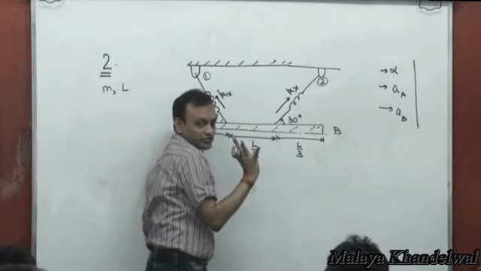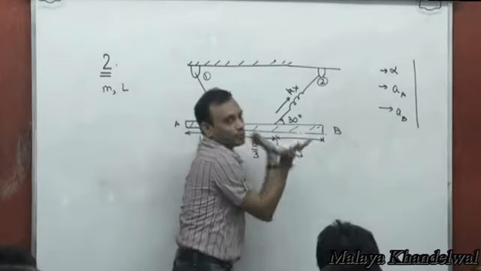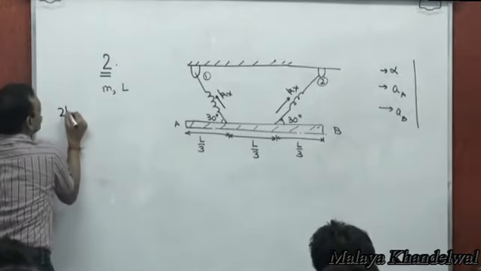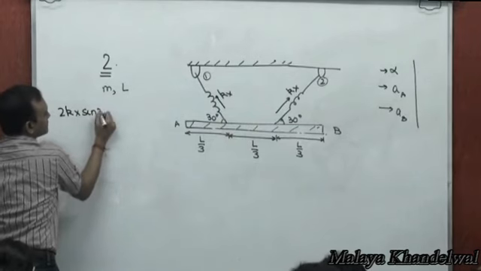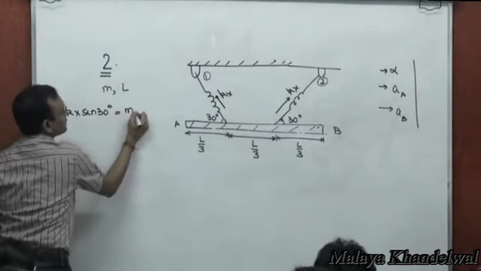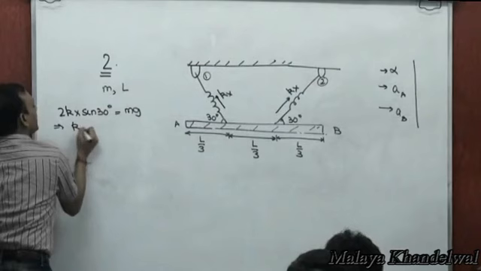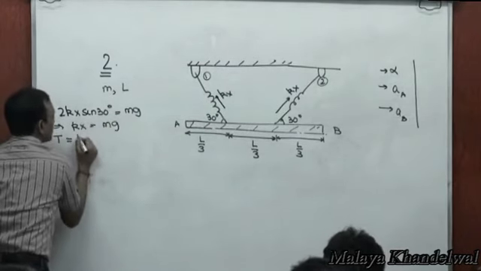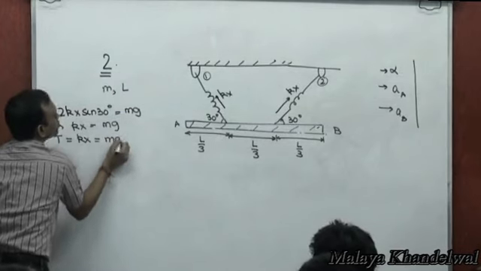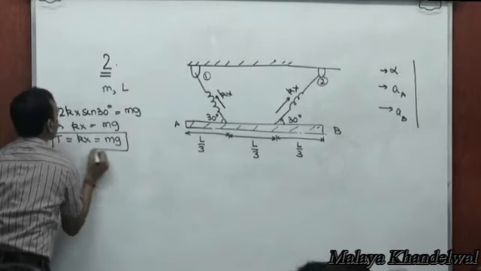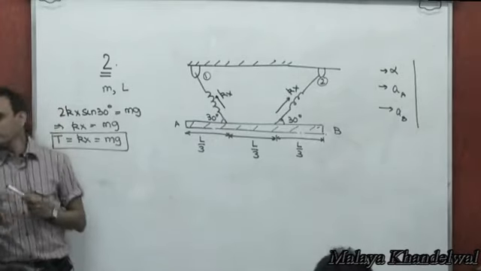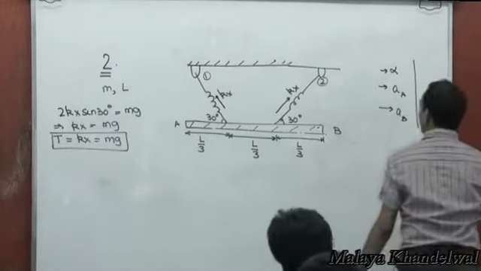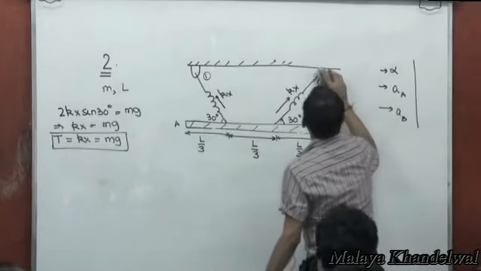The vertical components of kx supported the weight. The horizontal components cancelled off in pairs. So then we have 2kx sine 30 degrees supporting the weight, and therefore kx equals mg. So the force in each spring was kx equal to mg before spring 2 was snapped. This is easy, right? Now we snap this spring.